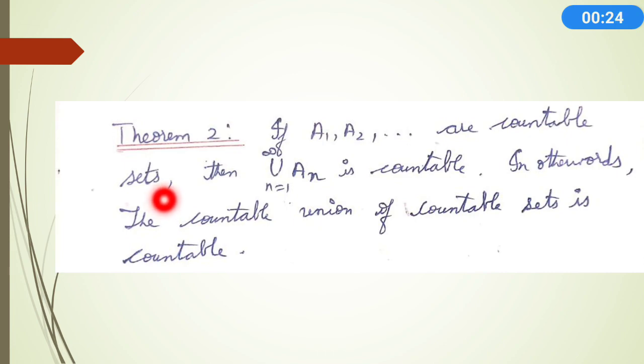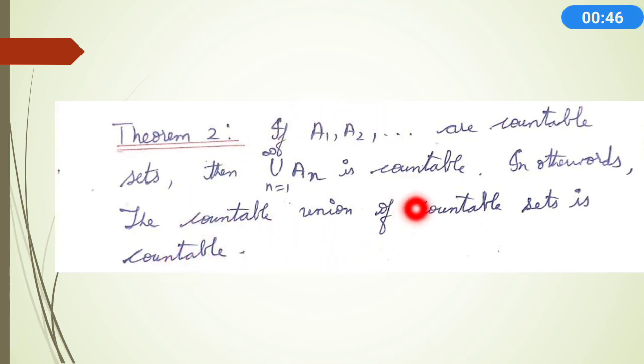I hope you have listened to the previous lecture. I have explained what a countable set is. So here, the union of A_n is countable. You have to prove that the union of all your countable sets is countable. In other words, the countable union of countable sets is countable. This is what you have to prove.